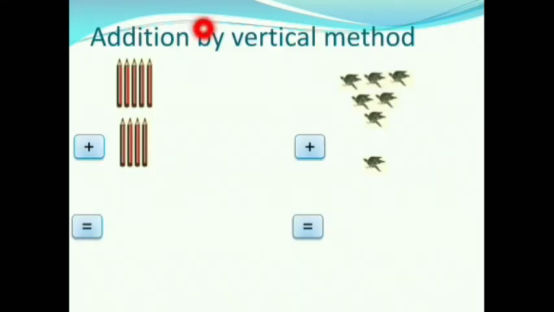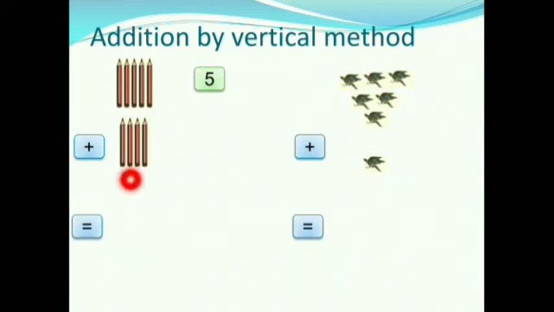Children, now we will learn about addition by vertical method. See these pictures. What are these? Yes, these are pencils. Why do we use pencil? Yes, we use it for writing and draw pictures. How many pencils are there? In the first box, let us count it. 1, 2, 3, 4, 5. 5 pencils are there. So we will write 5.